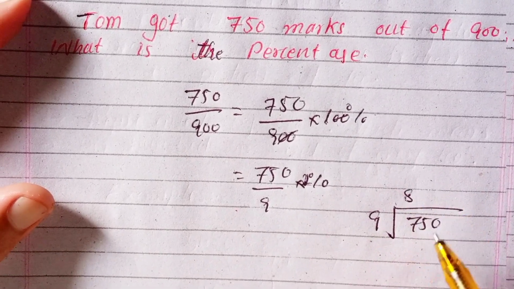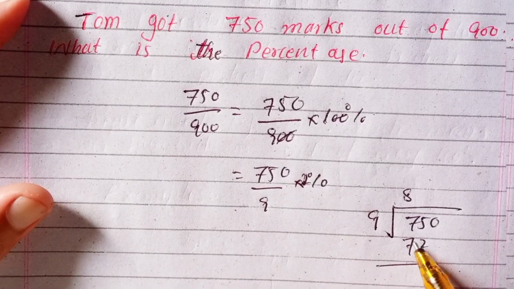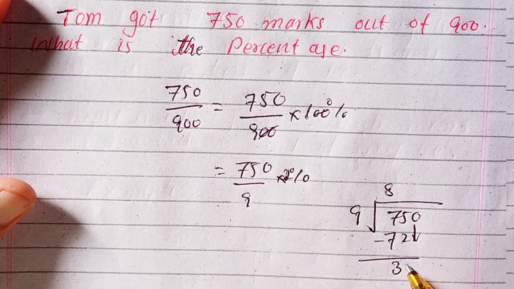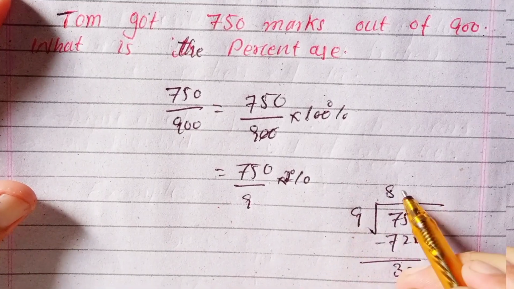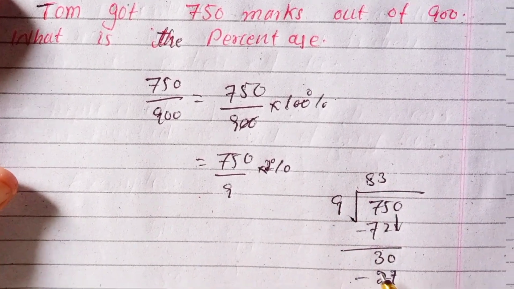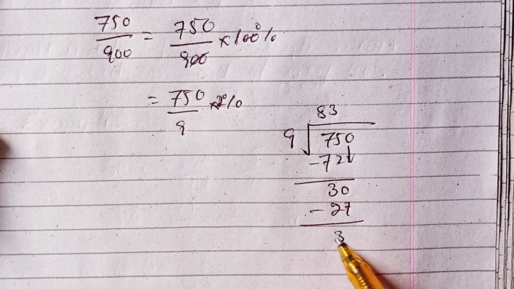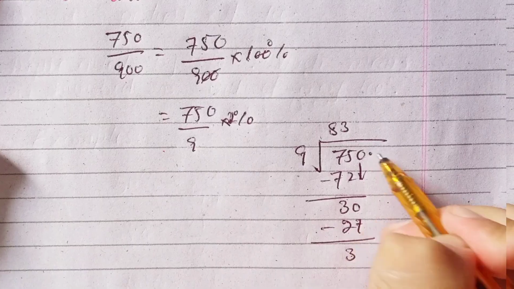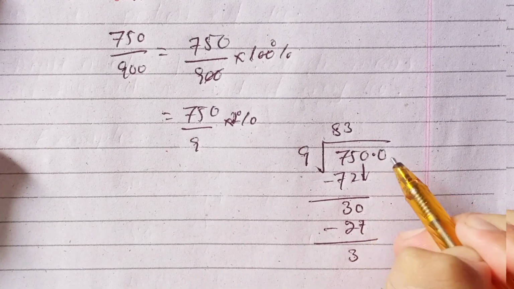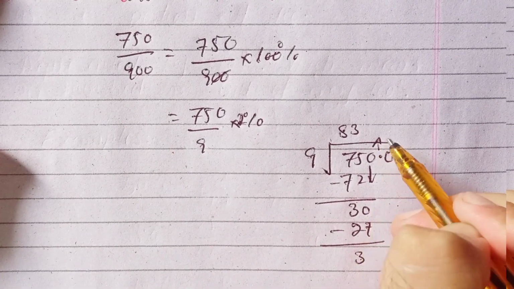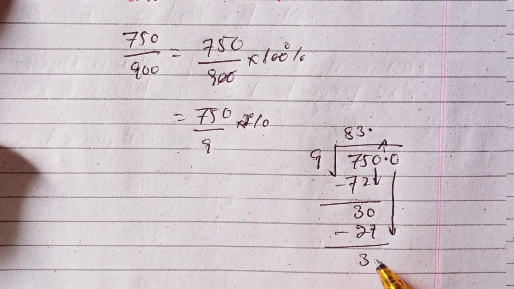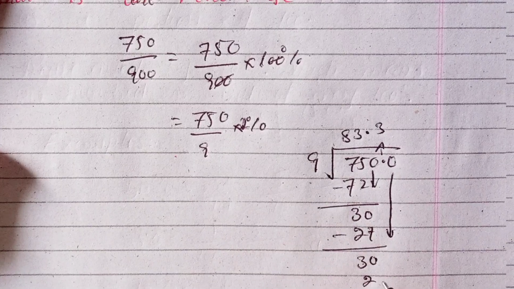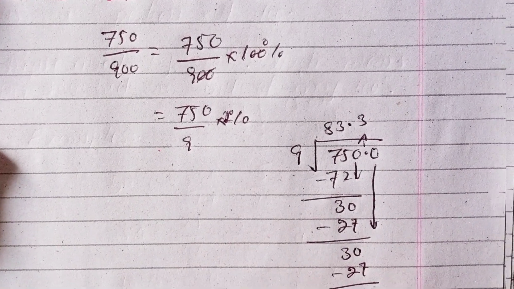9 times 8 is 72. Subtract 72 from 75. The remainder is 3. Bring down the 0 near 3 to make it 30. 9 times 3 is 27. Subtract 27 from 30. The remainder is 3. Again, 3 is less than 9. So put a decimal point in the dividend and put a 0 after the decimal point. Carry the decimal point to the quotient and bring down the 0 near 3 to make it 30. Again, 9 times 3 is 27. Subtract 27 from 30. The remainder is again 3.